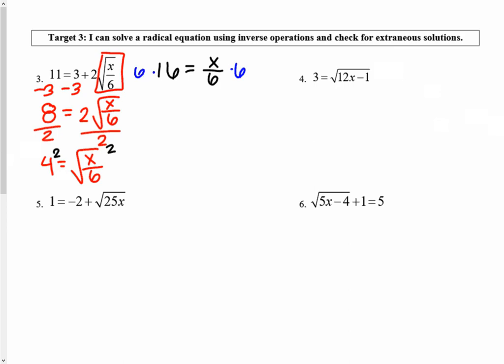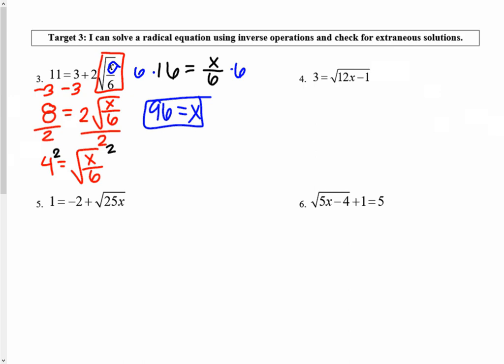So 6 times 16 is 96. So x equals 96. Check your answer by plugging it in. 96 divided by 6, so I'm plugging in 96 for the x up here. 96 divided by 6 is 16. Square root of 16 is 4. So then I'm doing 2 times 4, which is 8, and 8 plus 3 gives me 11.